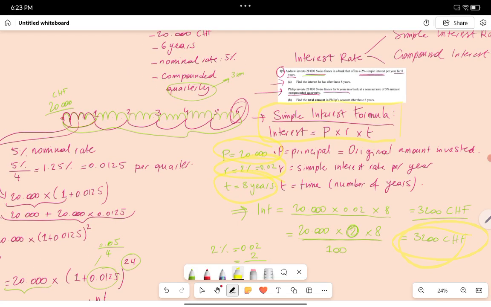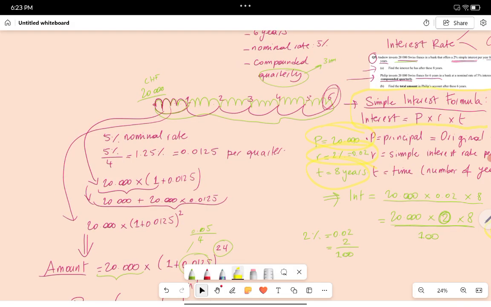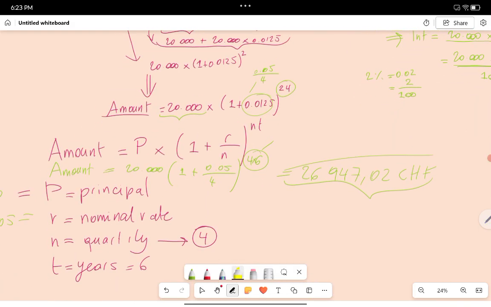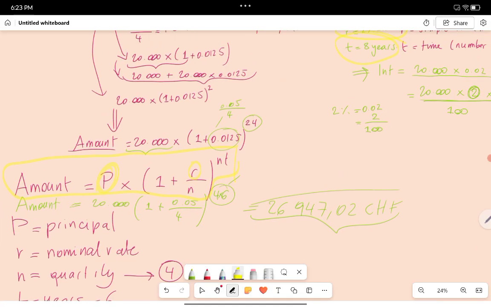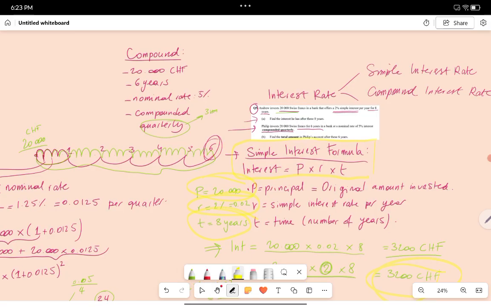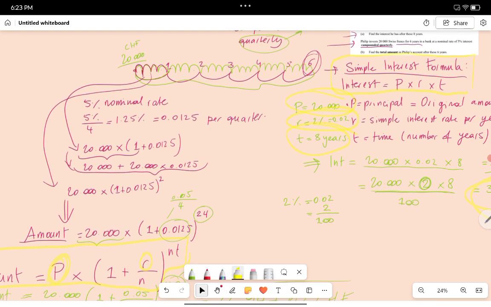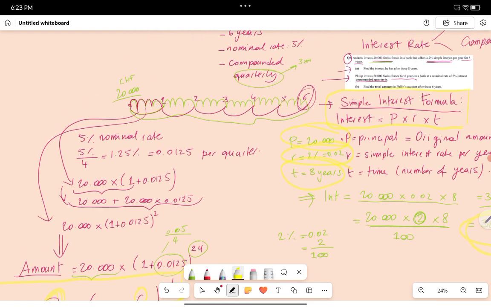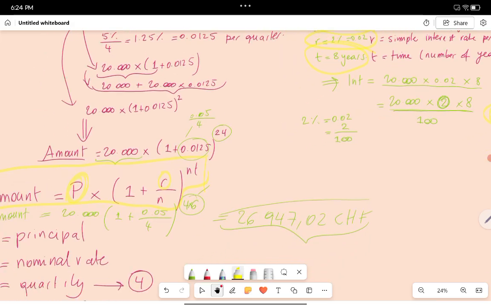And then second, Philip invests 20,000 Swiss francs for 6 years in a bank at a nominal rate of 5% interest compounded quarterly. So when you hear compounded quarterly, you know that you have to use the compound interest formula, and they ask for the amount at the very end. So you're going to use this formula, where P is the initial amount, 20,000. R is that nominal rate that is given, so R is 5%. But we're going to compound it quarterly. So quarterly means that every quarter, we're going to reevaluate our value. So n will be 4.